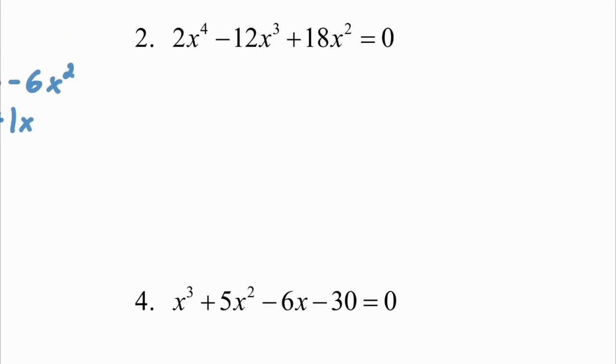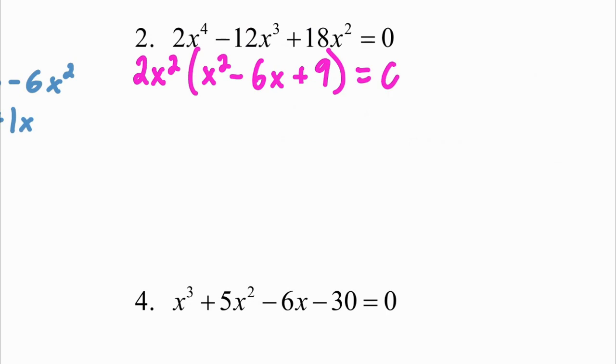On to number 2. Again, the first thing we always want to check for is a GCF. I can divide all of these by 2, and all of them have an x squared attached, so I'm going to take that out. When I take it out of 2x to the 4th, I'm left with just x squared. When I take it out of negative 12x cubed, I'll be left with negative 6x. And when I take it out of 18x squared, I'm left with just a regular 9. And again, we're still equal to 0 here.